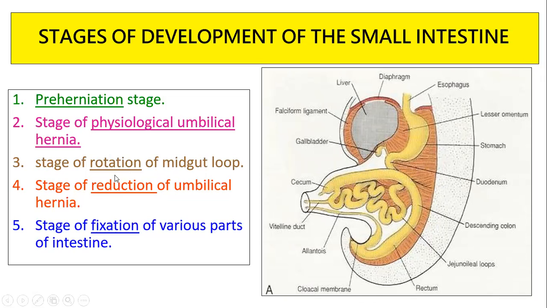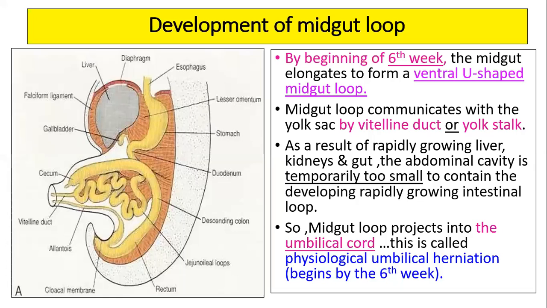So this is called the reduction stage. And the fifth stage is the stage of fixation of the various parts of the intestine, where all the intestine and other structures within the abdomen set into their normal position. That is called the stage of fixation. So these are the five stages of development of the small intestine. Now coming to the development of the midgut loop. By the beginning of the sixth week, the midgut elongates to form the ventral U-shaped midgut loop.